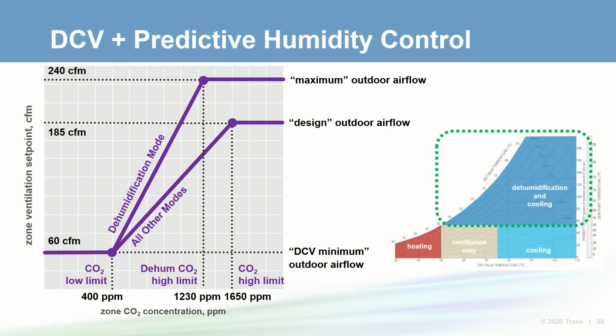So the controller has two different CO2 high limits, and thus two different ventilation airflow set point calculations. When it's humid outside and the dedicated outdoor air unit is in dehumidification mode, this higher DCV line is used. In all other modes, the lower DCV line is used. The result is, in dehumidification mode, the ventilation set point will be higher than what's needed to meet the minimum ventilation requirements. But now the space will be under control and the dew point will be below 60 degrees.